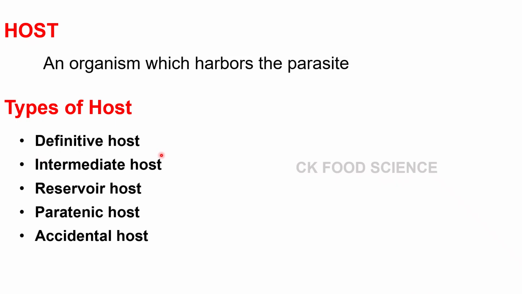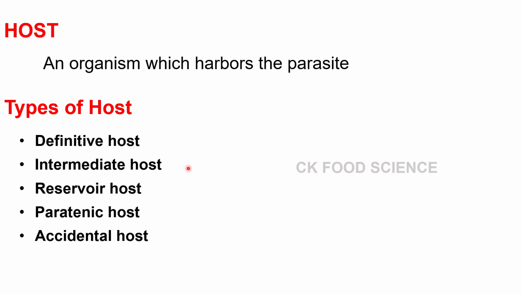The first one is the definitive host. It either harbors the adult stage of the parasite or the parasite utilizes the sexual method of reproduction. For example, in the majority of human parasitic infections, man is the definitive host. But in malaria, the mosquito acts as the definitive host.